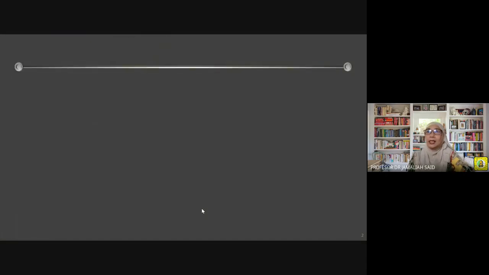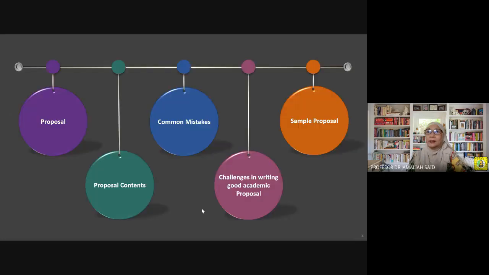Basically, for the presentation outline, I'm going to start with what is actually an academic proposal. Then what is the content of a research proposal? After that we go to common mistakes in writing PhD and master research proposals, challenges in writing a good research proposal, and some samples. Maybe samples of the research proposal I will embed into each content of the proposal.